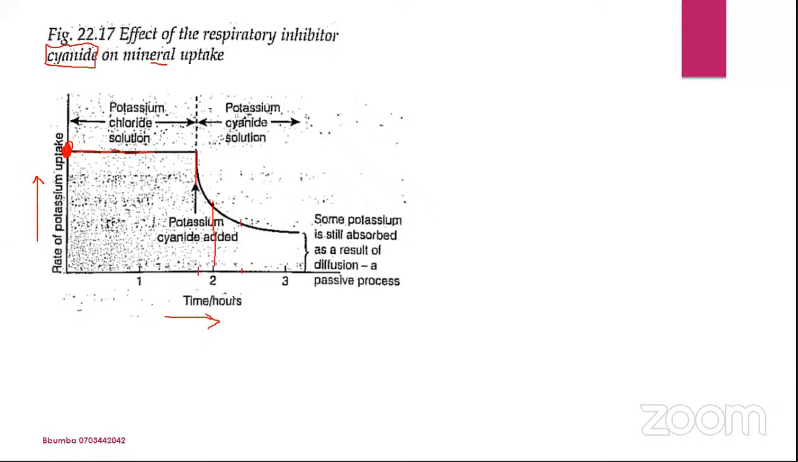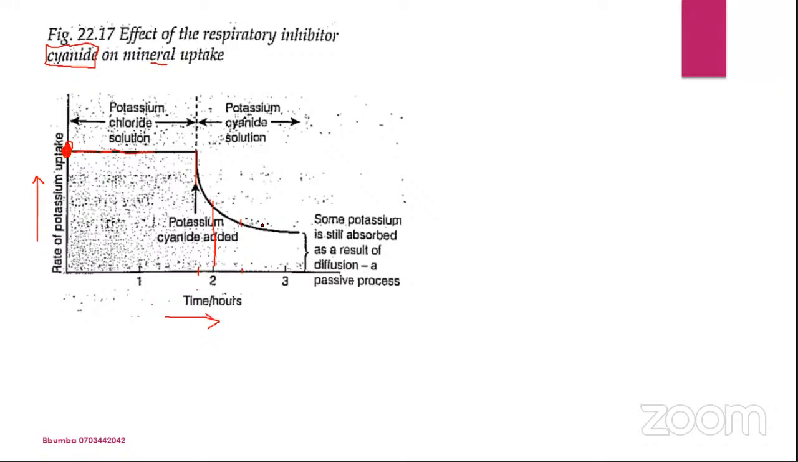Yes, Asimo. Okay, in my understanding, I think by that time they're applying potassium cyanide, and it is a respiratory poison or inhibitor. So it actually stops respiration. So there's no ATP for active transport. The whole mineral uptake is dependent on diffusion, which is actually very slow, and therefore the decrease in the mineral uptake, the potassium uptake.